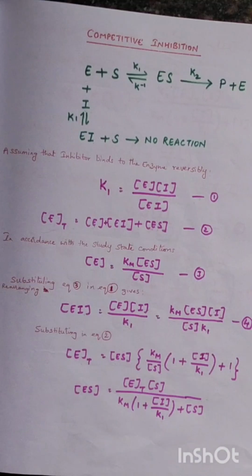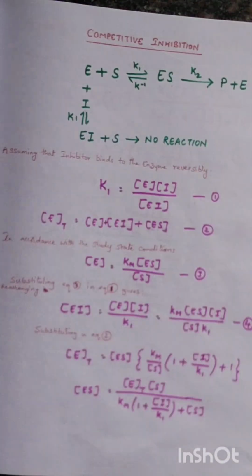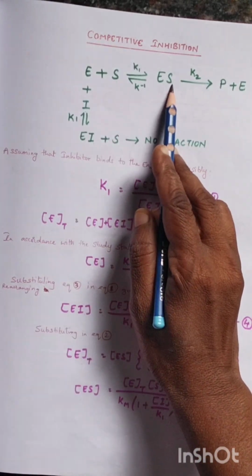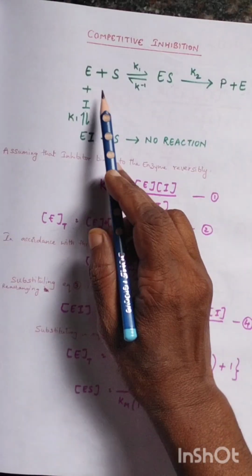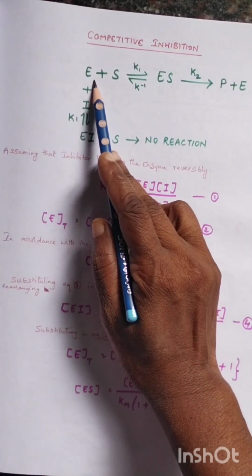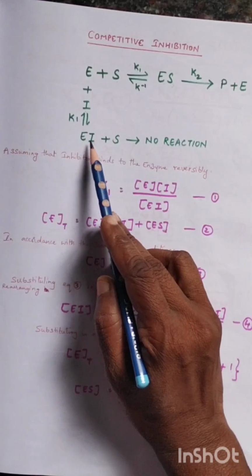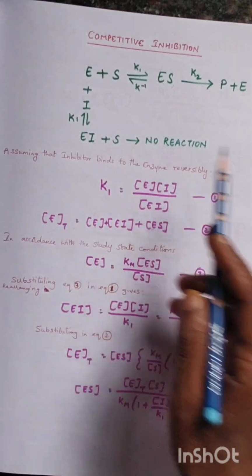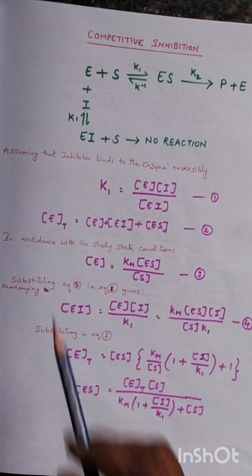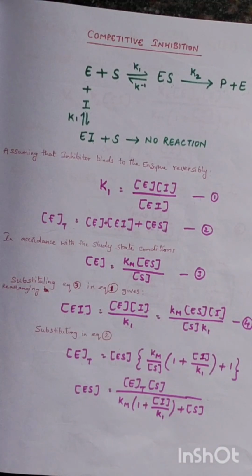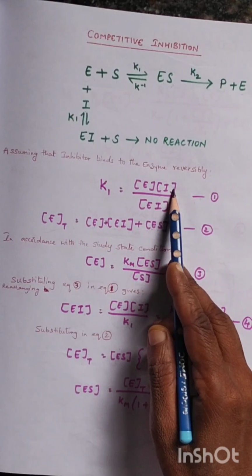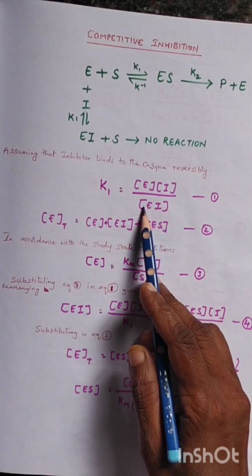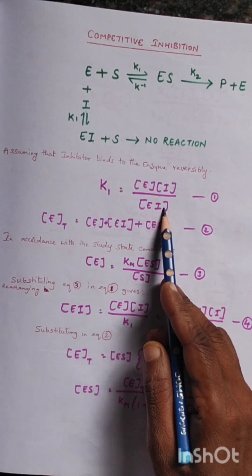Now let us see the kinetics of competitive inhibition. When an enzyme is bound with the substrate, it forms an enzyme substrate complex, which further forms product, and the enzyme is released. And when an inhibitor binds with the enzyme, it forms an enzyme inhibitor complex and doesn't form any products. Assuming that the inhibitor binds to the enzyme reversibly, then K1 is equal to the concentration of enzyme into the concentration of inhibitor, whole divided by the concentration of enzyme inhibitor complex.